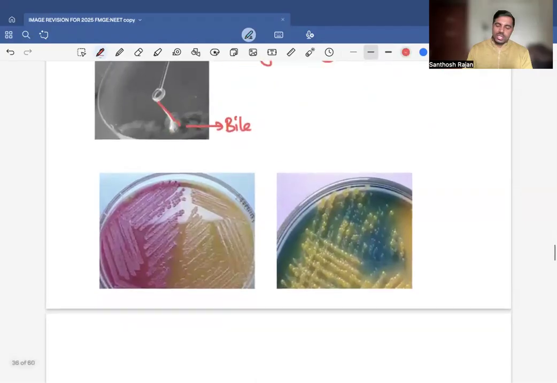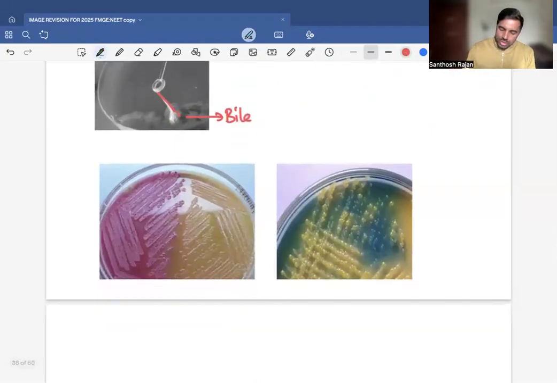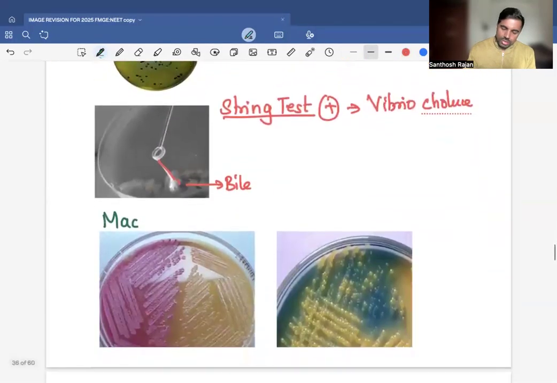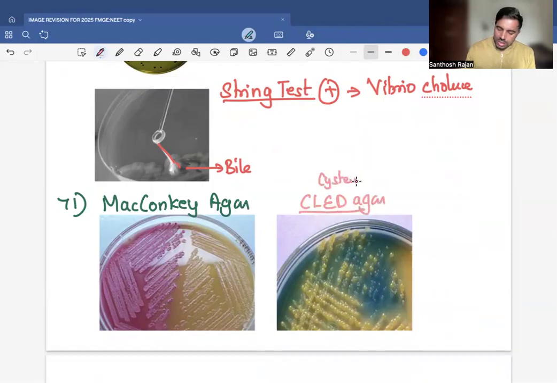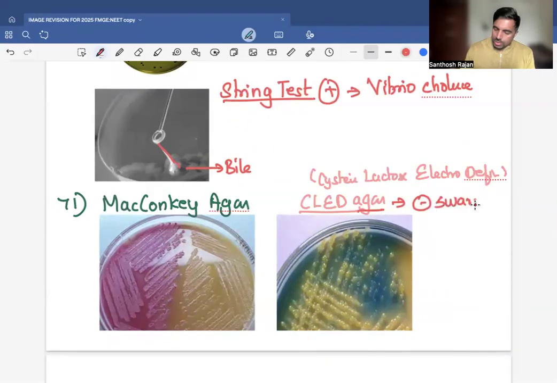Okay, now next. These are two commonly asked media. You see, this is a MacConkey agar. We finished the Vibrio, 70, 71. Now MacConkey agar. In MacConkey agar, when it is pink color, this is MacConkey, and this is CLED media. CLED agar. CLED is basically cysteine, lactose, electrolyte deficient. Basically we use CLED to inhibit the swarming motility, the swarming of Proteus.